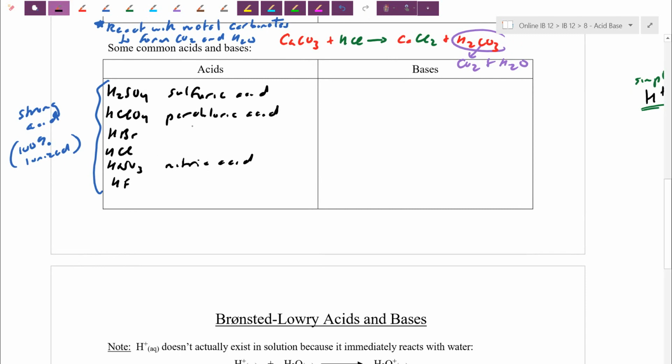Just make sure you know how to name those ones there. We can have HC2H3O2, right? This one here is actually an example of an organic acid. The full name should actually be ethanoic acid, although the common name is acetic acid because it's based off of acetate. And acetic acid, in a very dilute solution, is actually what we use for our vinegar solution.